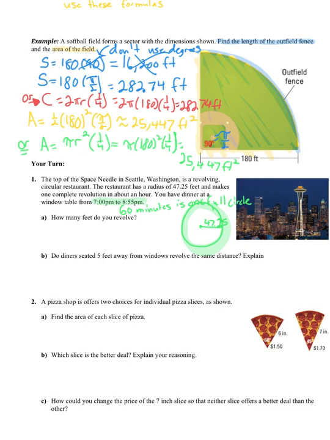And then for part B, you're going to find the area of each pizza slice. And then you want to compare the prices to their area and figure out which one's the better deal. I'm going to give you guys a couple minutes to work on that right now. Let me know if you have any questions at all.